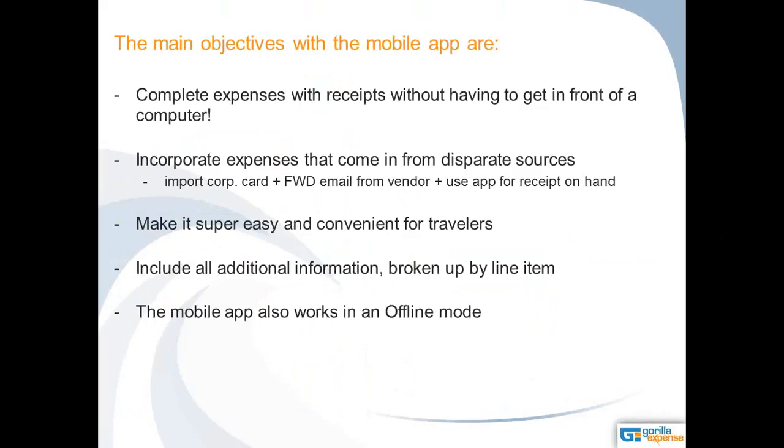And finally, the mobile app also works in an offline mode. So if you don't have connectivity, if you're sitting on the plane, you don't have 3G, 4G, or Wi-Fi, but you've got 5 receipts in front of you, you can still complete those expenses. Quickly take a picture, pick the expense type, and save it. You can't upload it, you can't submit it just yet, but the bulk of the work is done in terms of creating expenses.